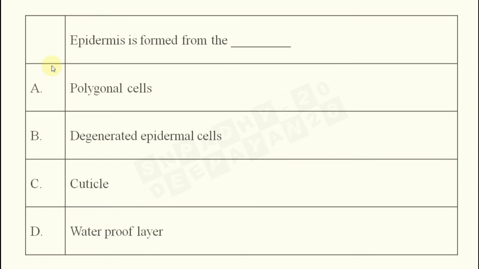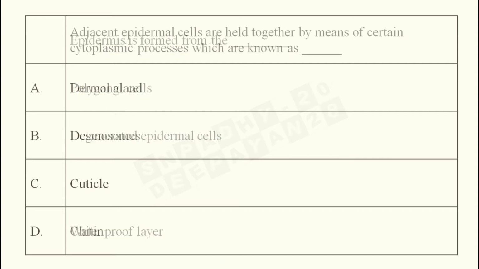Then coming to the next question: epidermis is formed from. The basement membrane is formed from the degenerated epidermal cells; like that, epidermis is formed from which cells? That is also important, that is the polygonal cells. From the polygonal cells epidermis is formed. So option A is your right answer.